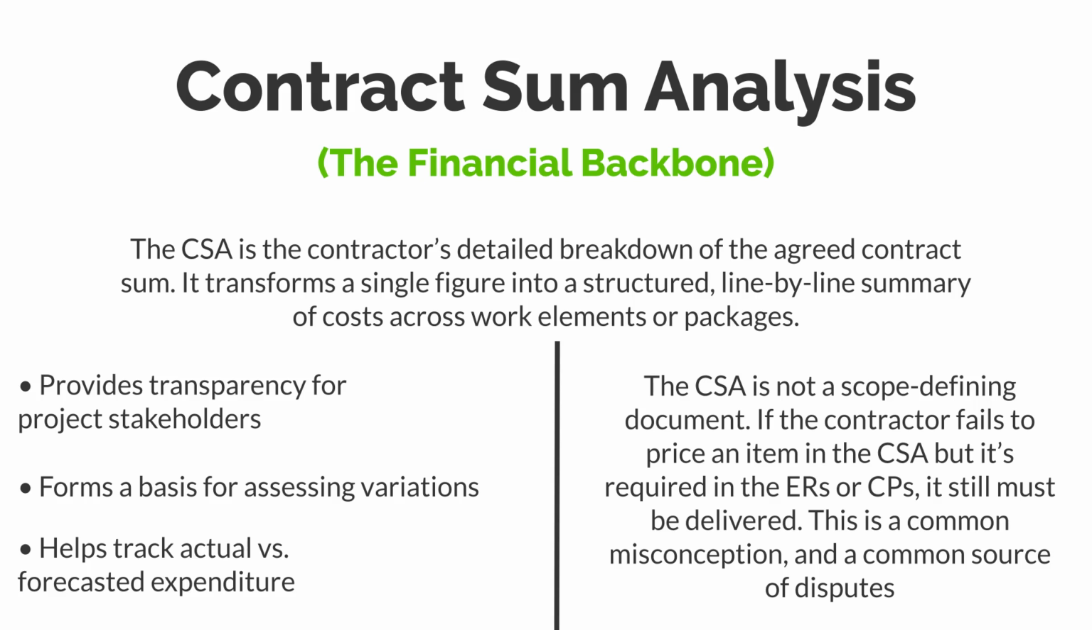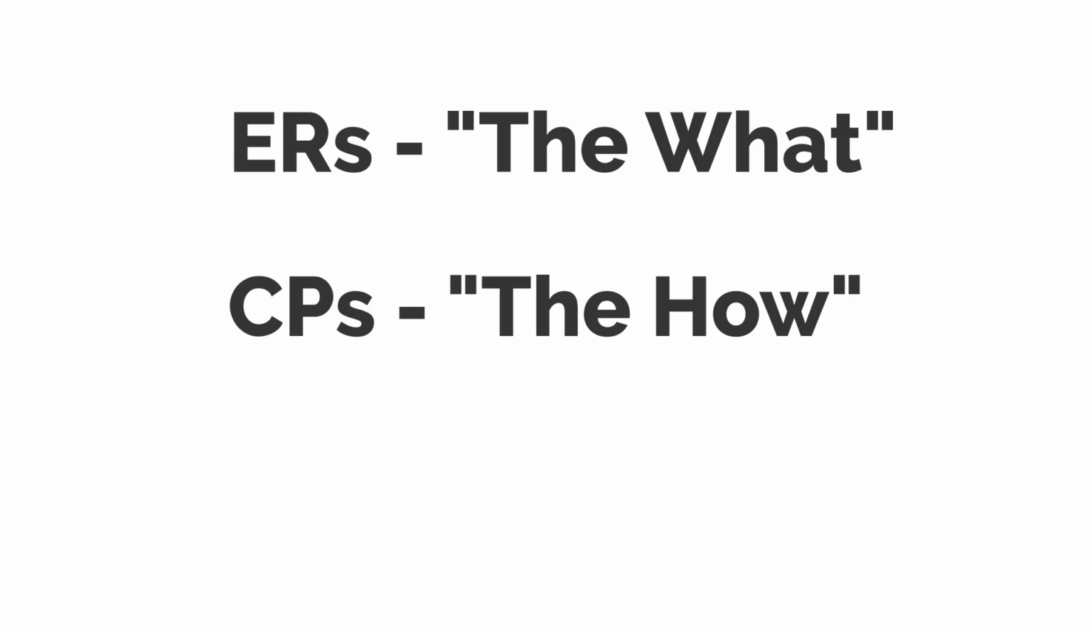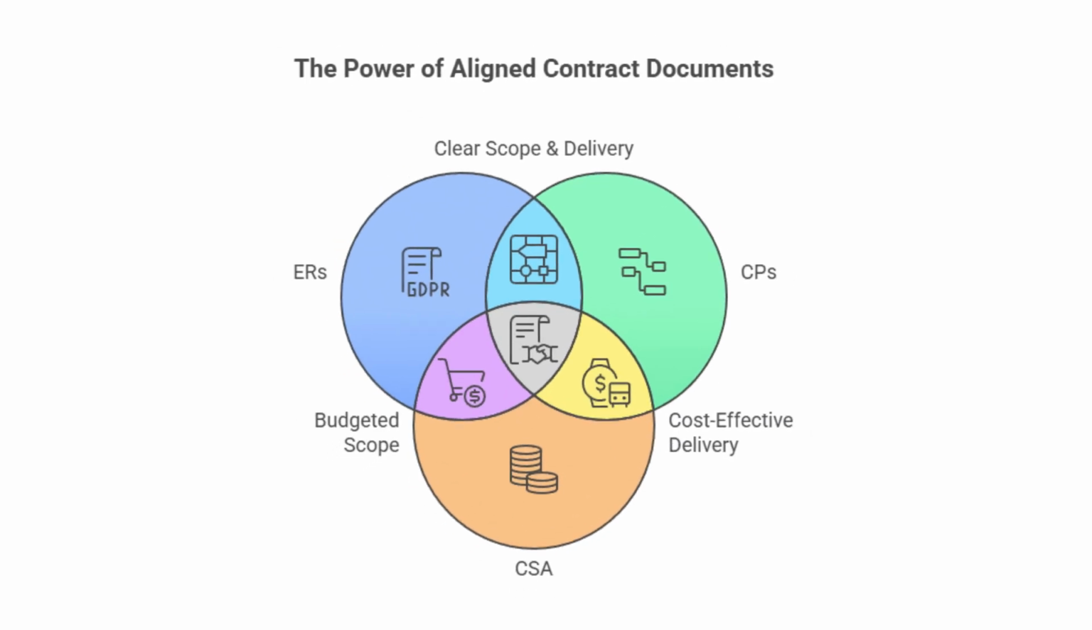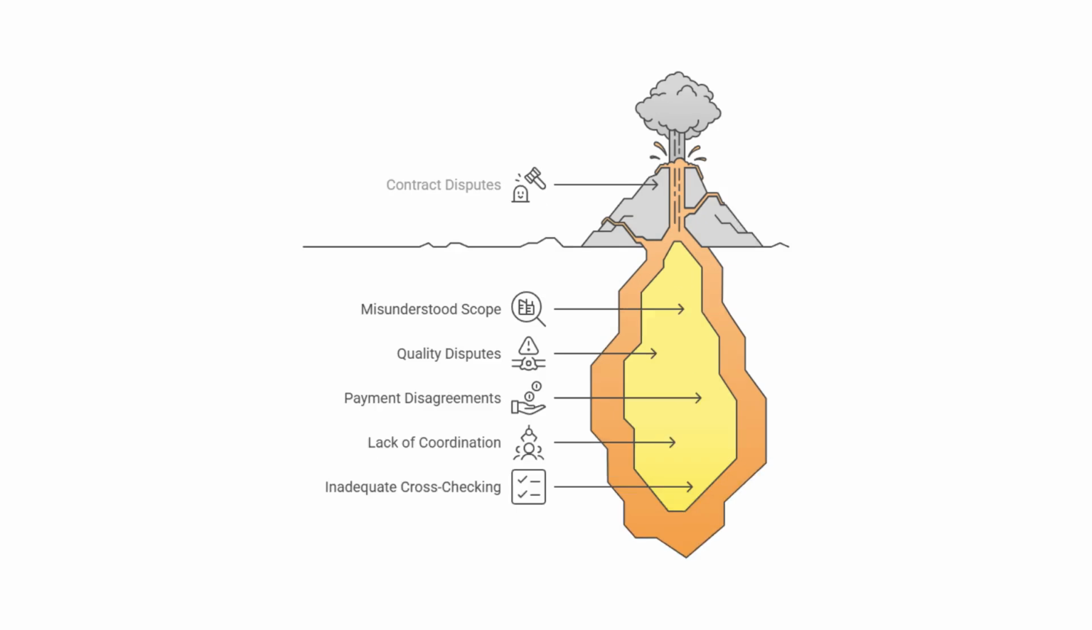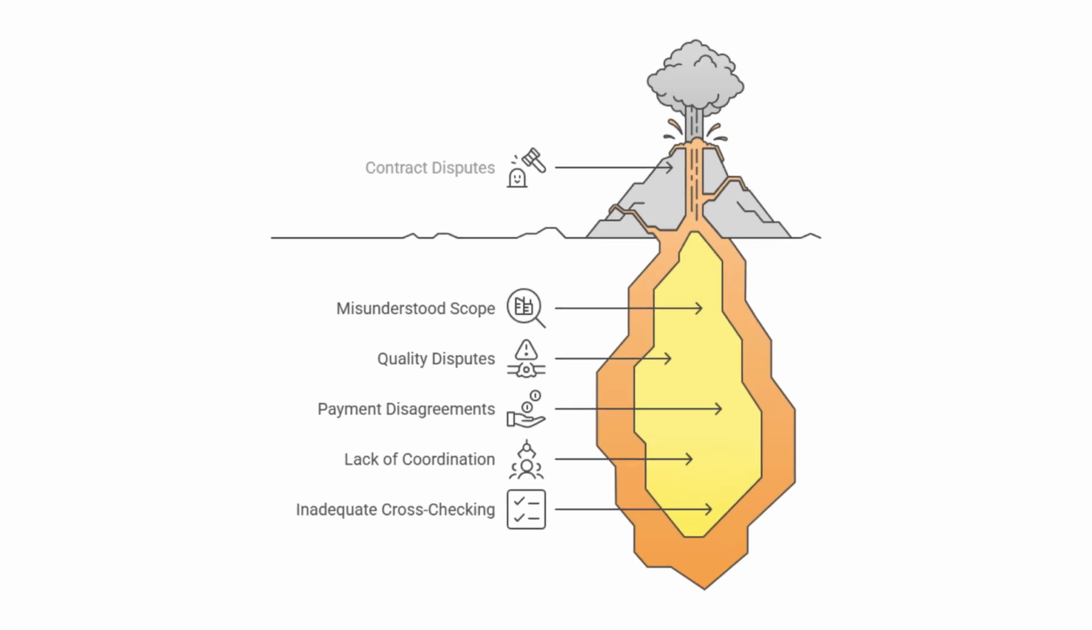Now let's look at the importance of alignment. Each of these documents plays a different role. The ERs define the what, the CPs define the how, and the CSA defines the how much. When they align, you get a clear, coordinated contract, one where expectations, delivery methods, and budgets are all on the same page. But when they don't, you open the door to a misunderstood scope, disputes over quality or compliance, and disagreements over payment entitlement. That's why early coordination and careful cross-checking are essential before contract signature.